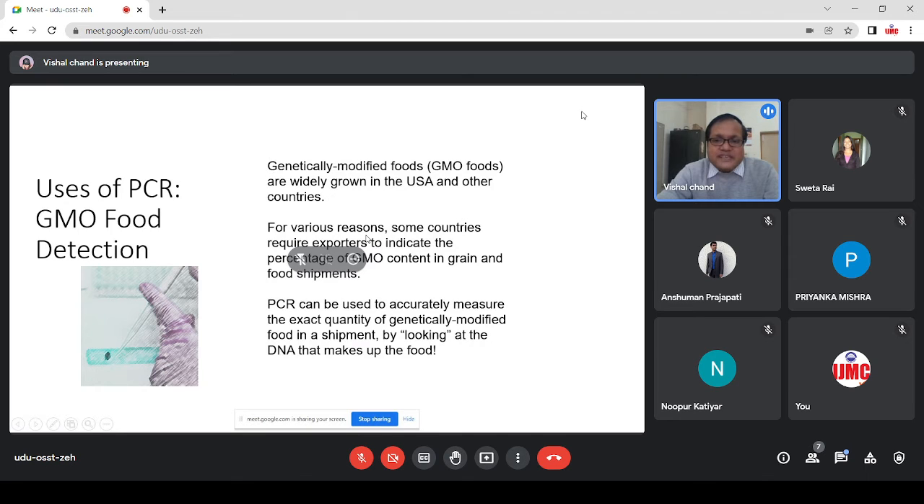Okay, so for various reasons some countries require exporters to indicate the percentage of GMO content in grain and food shipments, and that percentage is checked in each and every shipment. PCR can be used to accurately measure the exact quantity of genetically modified food in a shipment by looking at the DNA that makes up the food.